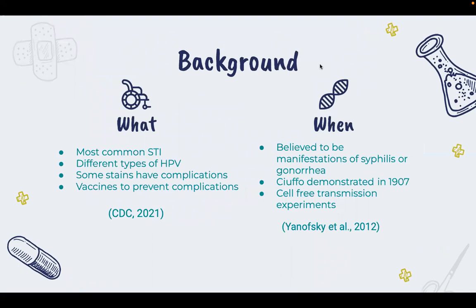Genital warts is one of the most common sexually transmitted infections. There are many different strands of this infection, some with complications. Vaccines have been developed to fight the virus and to prevent certain complications. Genital warts was believed to be manifestations of syphilis or gonorrhea until CUFO demonstrated cell-free transmission experiments in 1907.